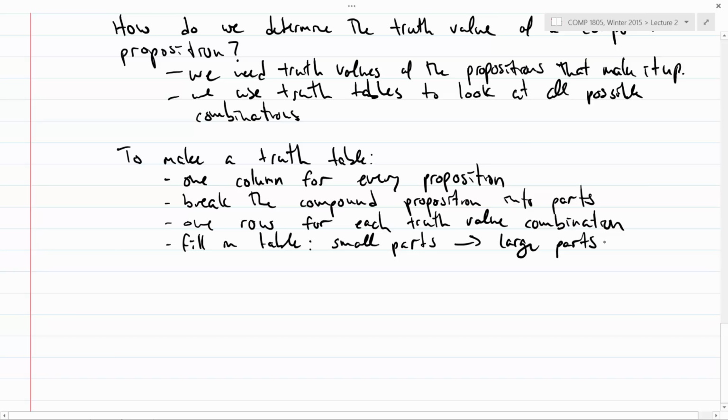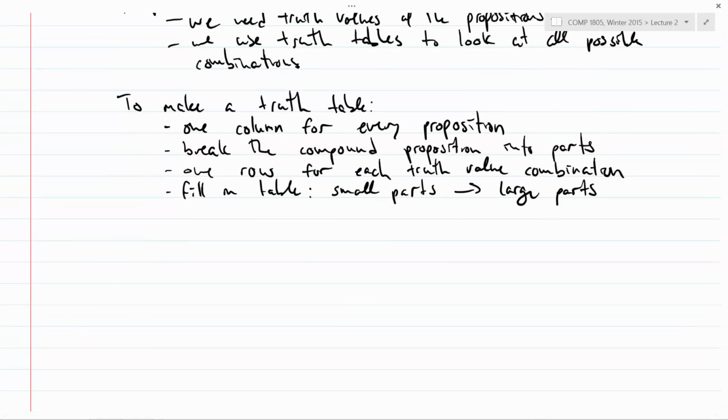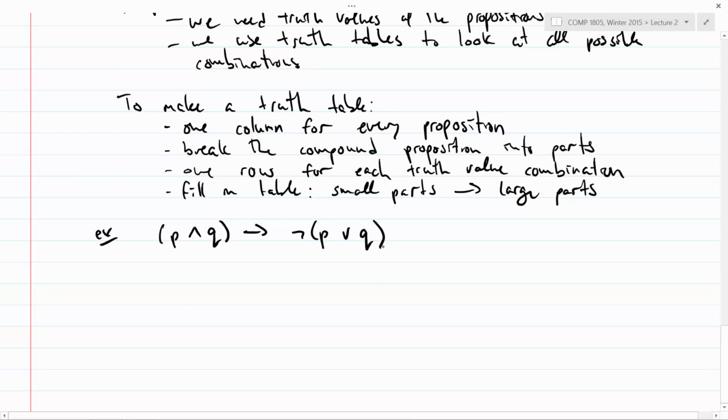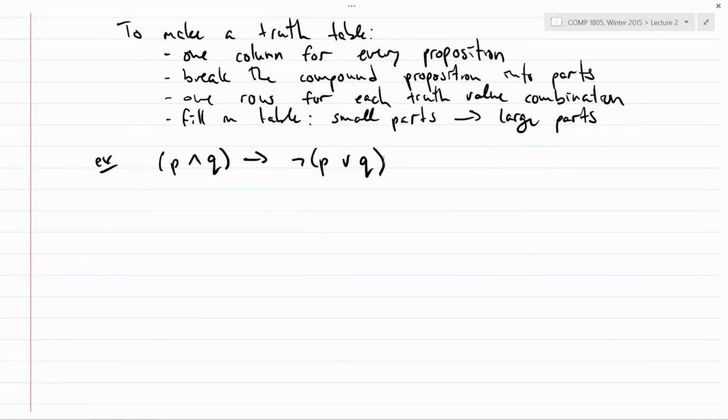And if that seems strange, hopefully it'll be clear when we do an example. So let's do an example. The example I want to do is P and Q implies not P or Q. So I want to do a truth table for this thing. First I say to myself, what are the propositions here? Well, the propositions are P and Q. There's no other letters involved. So I have a column for P, and I have a column for Q.